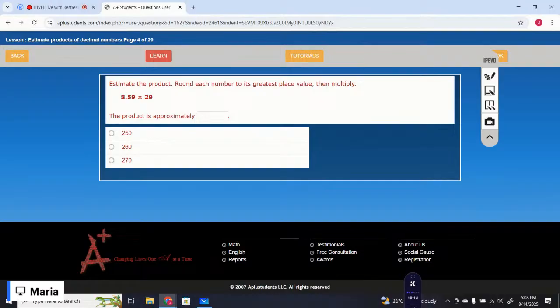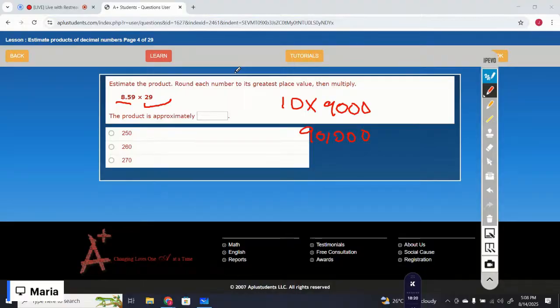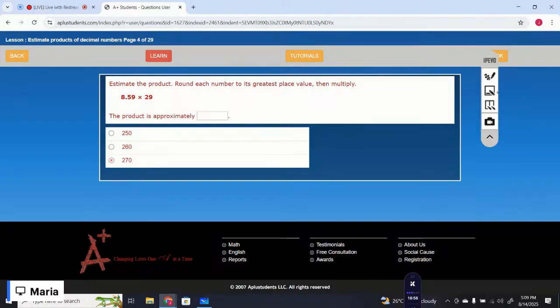8.59 times 29. 8.59 is rounded to 9 and 29 is rounded to 30. That is 30 times 9 is 270. 270 is option number 3, the correct option.